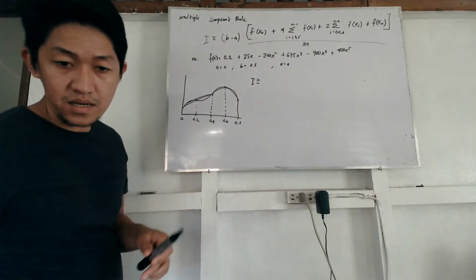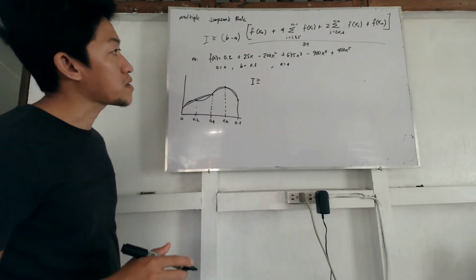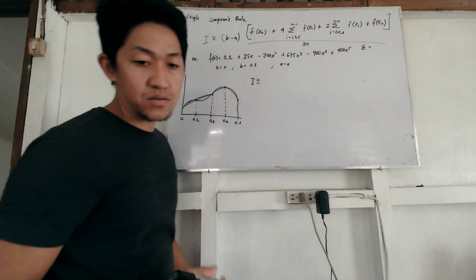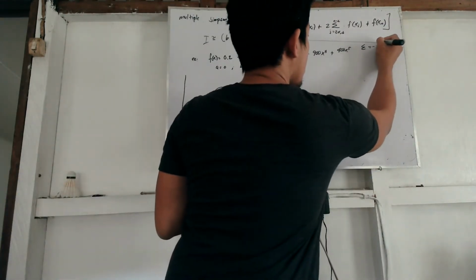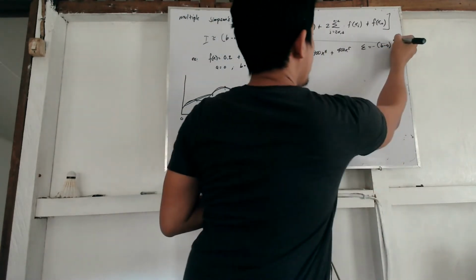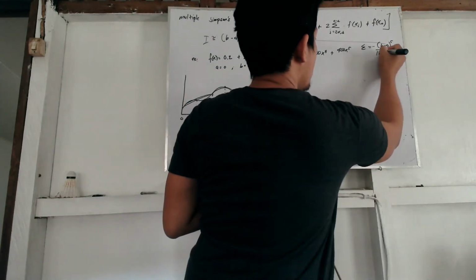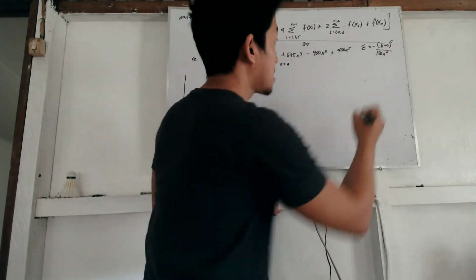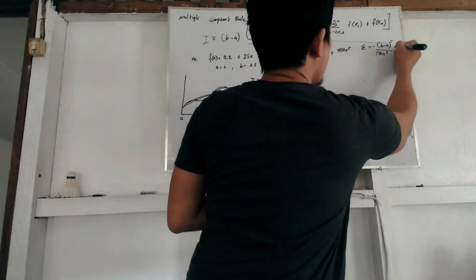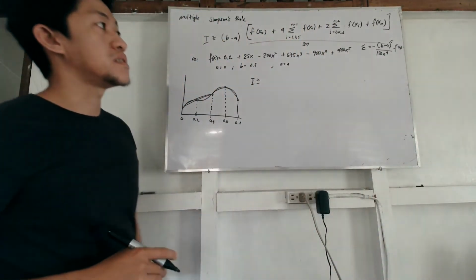By the way, for the multiple application of Simpson's one-third rule, the approximate error will be negative (b minus a) raised to 5, all over 180 n raised to 4, times the average of the fourth derivative.